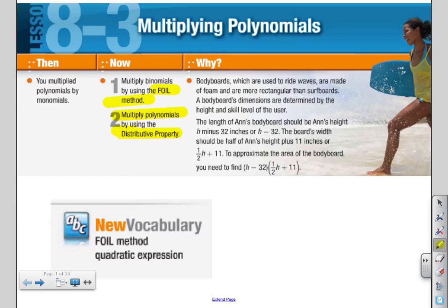We're going to use something called the FOIL method to multiply binomials. And one of our vocabulary words is FOIL. We'll learn what FOIL stands for in a little bit, and quadratic expression. All right, so let's just get to it. Body boards have dimensions that are determined by height and skill level of the user, and in order to find that out, this is the expression you'd use. So there's your real life situation.